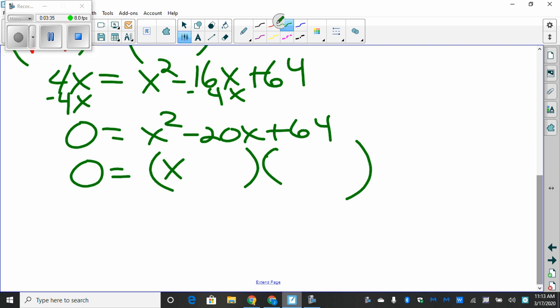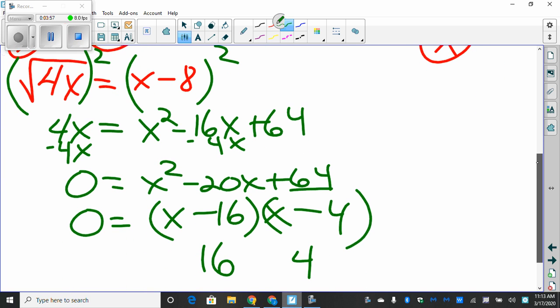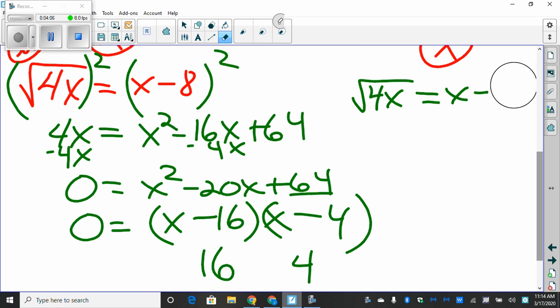It'll take you a little while to factor it, but 64 is 16 times 4. So I can put a 16 and a 4, plus or minus, so they both have to be negative. So it does factor, and I get two answers: 16 and 4. But probably one of them is extraneous since I squared both sides. So I go back up to the original problem, which was the square root of 4x equals x minus 8.